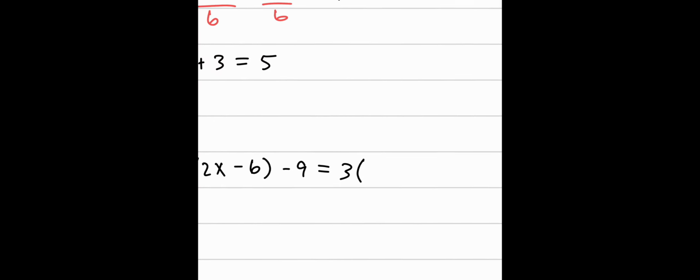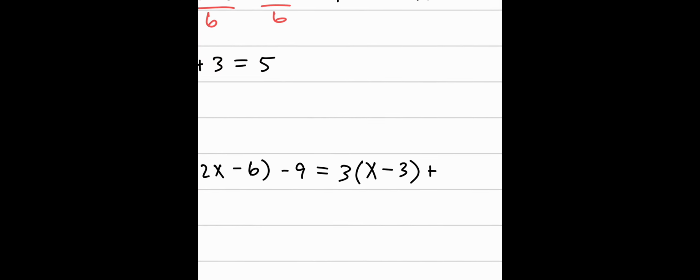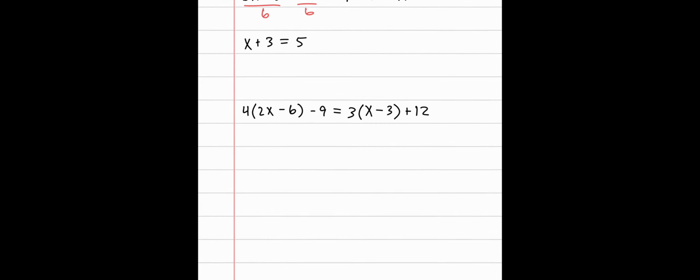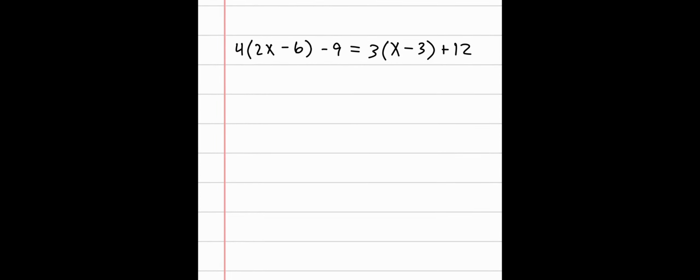Okay, so I'm actually going to show you how to solve this using two different methods algebraically again. So again, the first method is the long way. Let me just write down our problem. So what I can do is I can just solve this for x, right? And that's going to take a while, but we can do it that way. So I'll distribute this 4 into the parentheses. I get 8x minus 24 minus 9 equals, and then I'll distribute the 3 into the parentheses. I get 3x minus 9 plus 12.